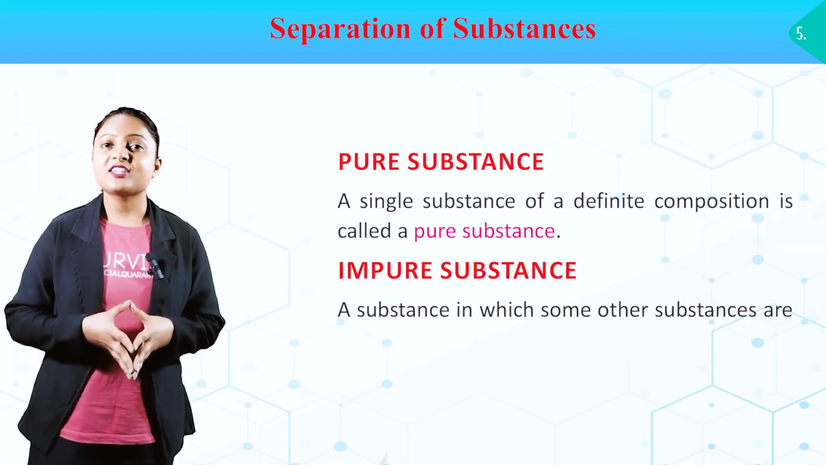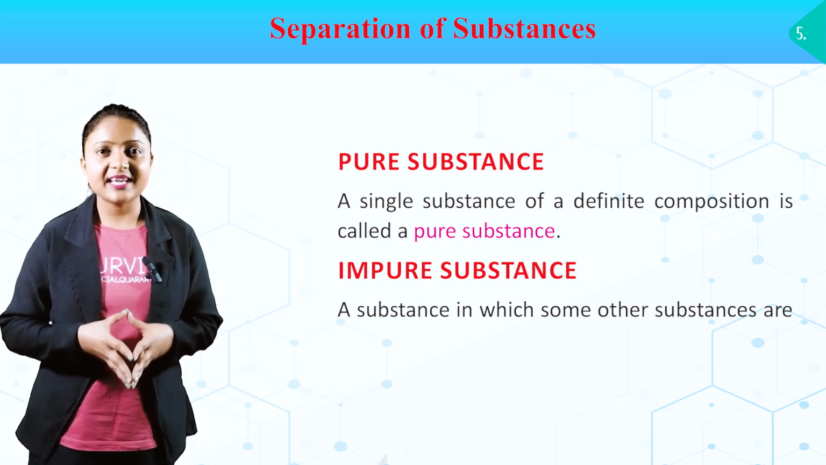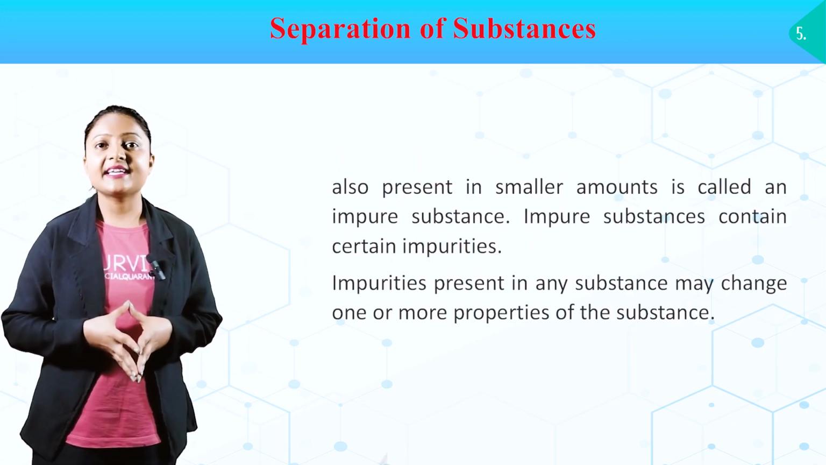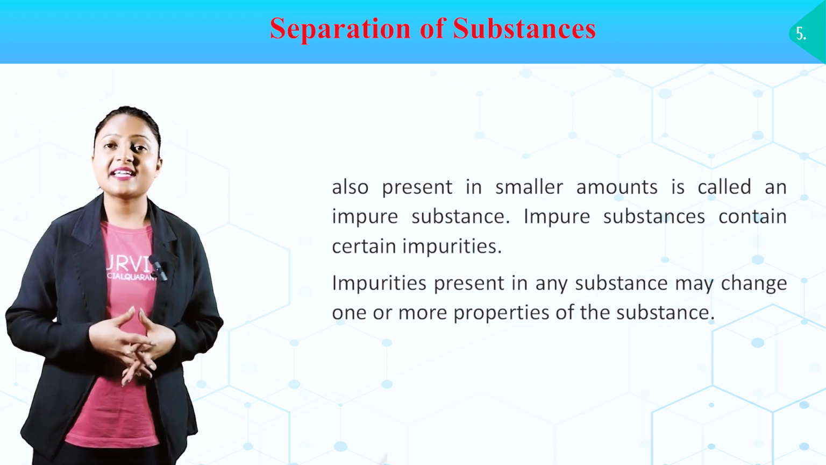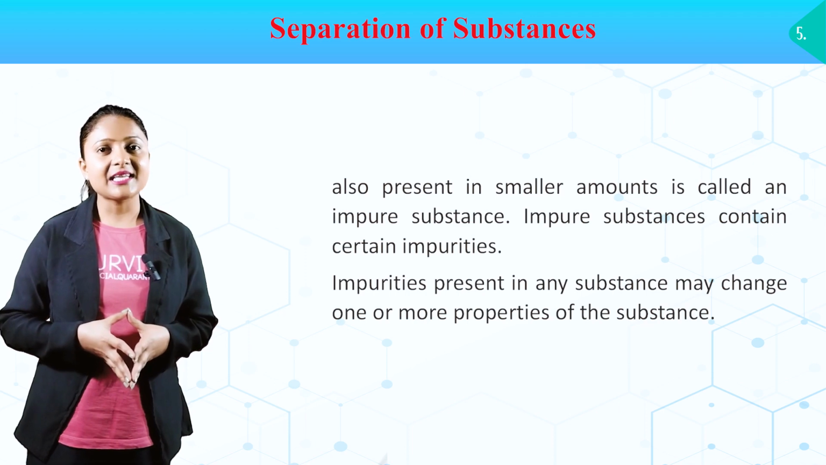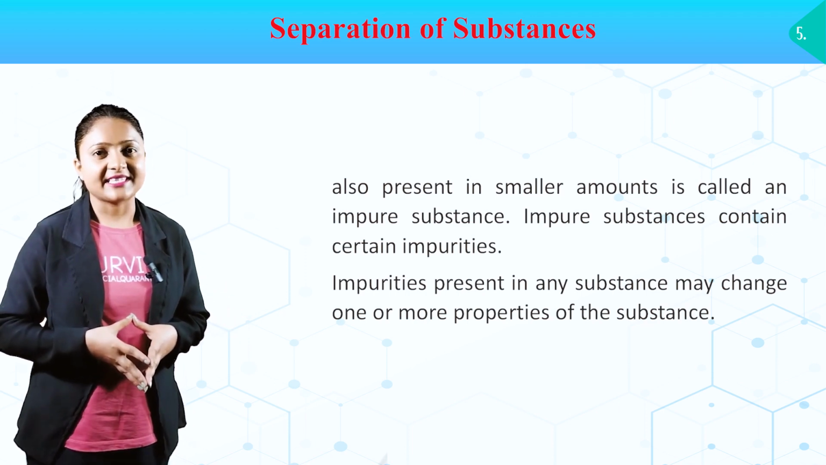Pure substance. A single substance of a definite composition is called a pure substance. Impure substance: a substance in which some other substances are also present in smaller amounts is called an impure substance. Impure substances contain certain impurities. Impurities present in any substance may change one or more properties of the substance.